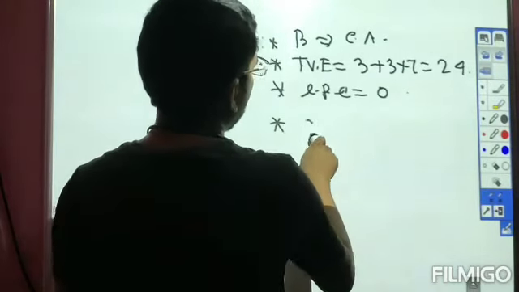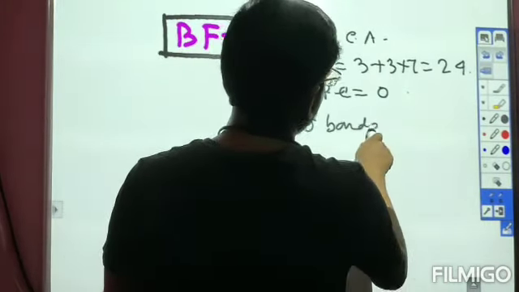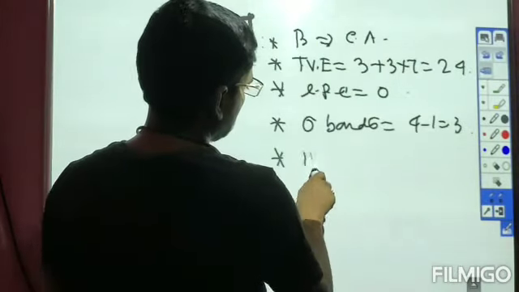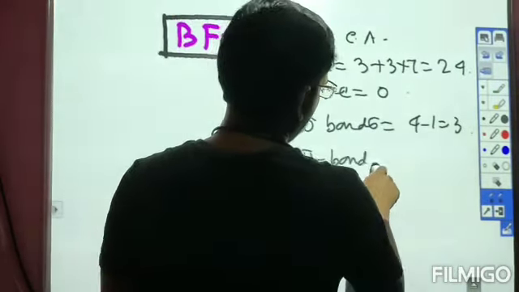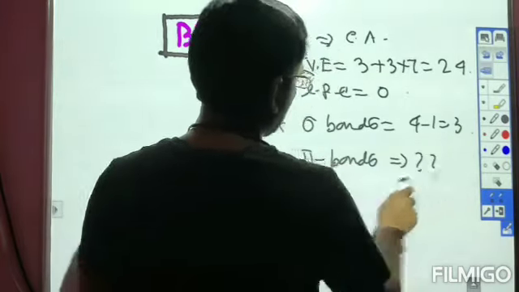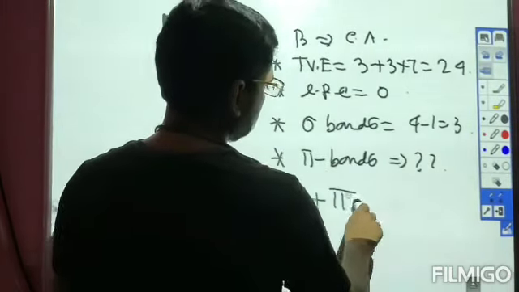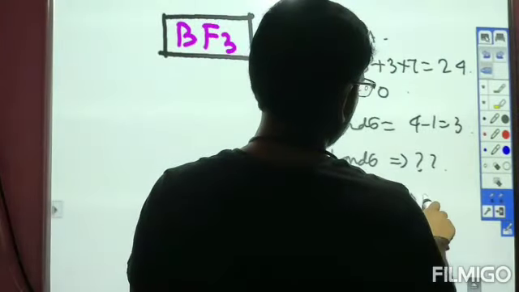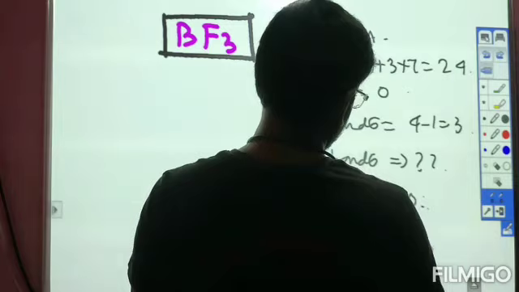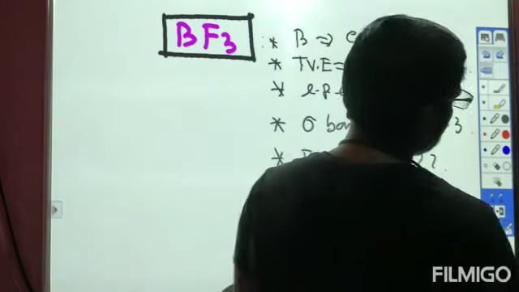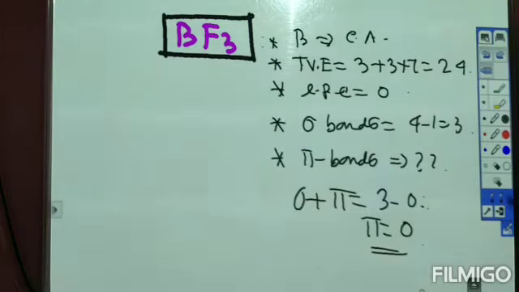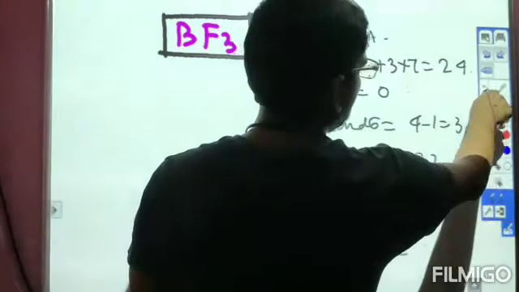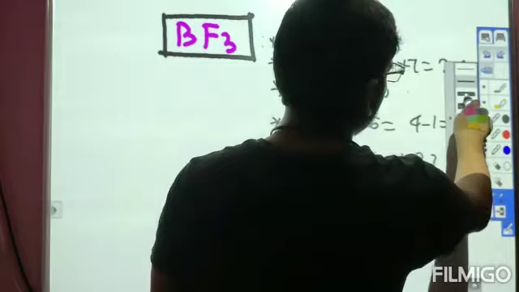Okay, sigma bonds 4 minus 1 equal to 3. Pi bonds: sigma plus pi equal to boron 3 electron, 3 minus 0, so pi bond is equal to 0, so there is no pi bond. That's all done. We can now easily draw the Lewis structure. Right, now let me draw the Lewis structure of BF3.